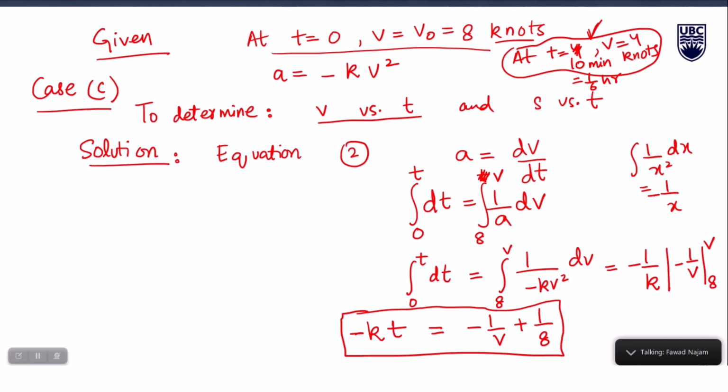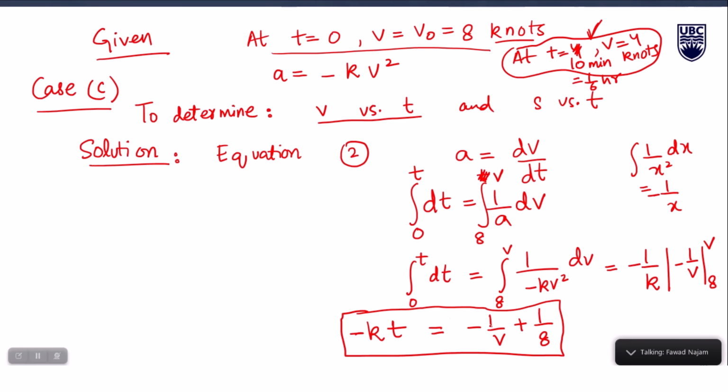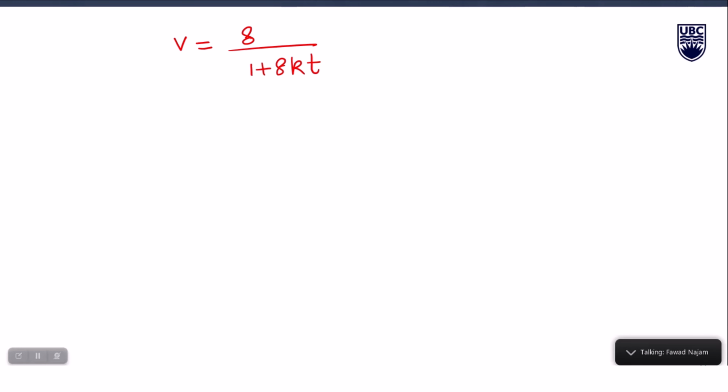So rearranging that will give me v is equal to 8 over 1 plus 8kt, right? So if I rearrange that equation at the bottom, I can write v as a function of time, and that equation will become v is equal to 8 over 1 plus 8kt, right? So now let's apply that information, that at t is equal to 10 minutes, v becomes 4 knots, from 8 to 4. 10 minutes actually means 1/6 hour, right? So the units of time in this problem will be hours because velocity is in knots.